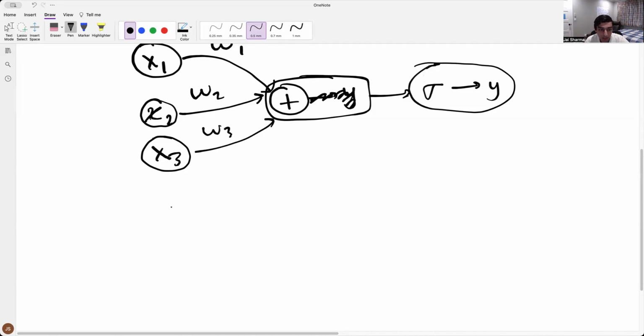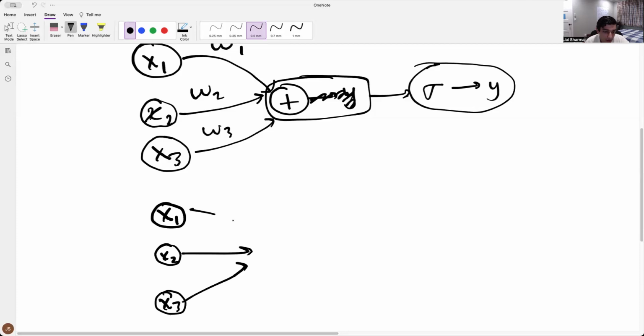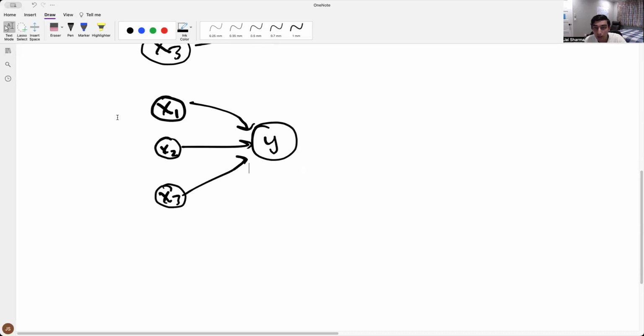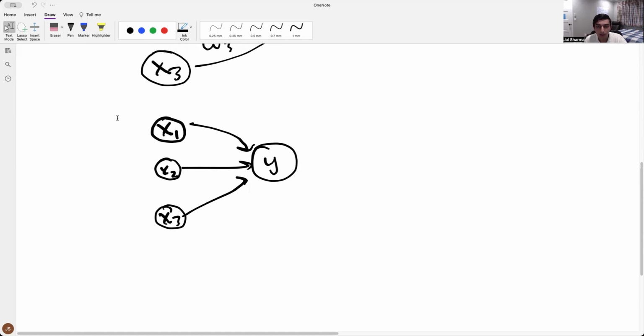So I might represent this as x1, x2, x3, and then this is all being fed into y. I'll make it clear that I'm talking about linear regression here, so there is no sigmoid, and I'm talking about logistic regression here, so there is a sigmoid. This is probably how it's going to look eventually, right? I just want to make it clear.